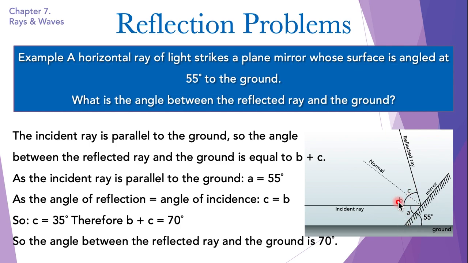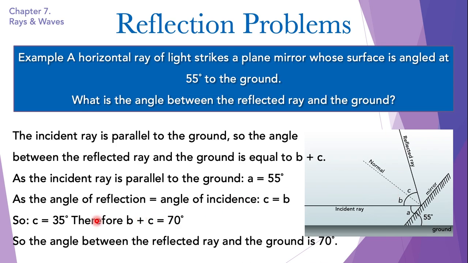But A plus B is going to be 90, as you can see here, because the normal is at right angles to the mirror, so this is making a 90 degree angle. So basically the angle of B plus A is going to be 90. So we minus the angle 55 from 90 and we will get 35. So B is going to be equal to 35 degrees.